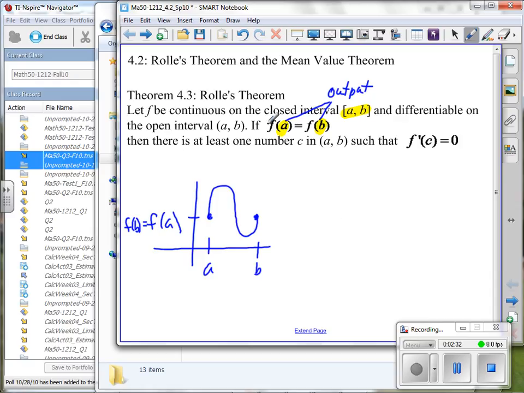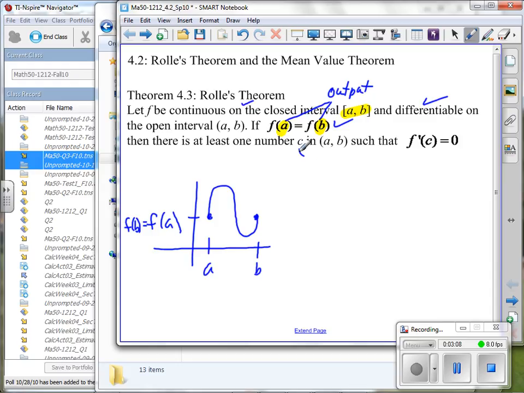Do we have a continuous function on a closed interval? Yes. Is it differentiable on that open interval? Could you draw a tangent at every point and have a derivative, have a slope of that? Yes. Okay. Are the outputs at the endpoints the same? Yes. If all of that is true, then it says there is at least one number C within A and B. Place C someplace on that graph. C represents what, an input or an output?